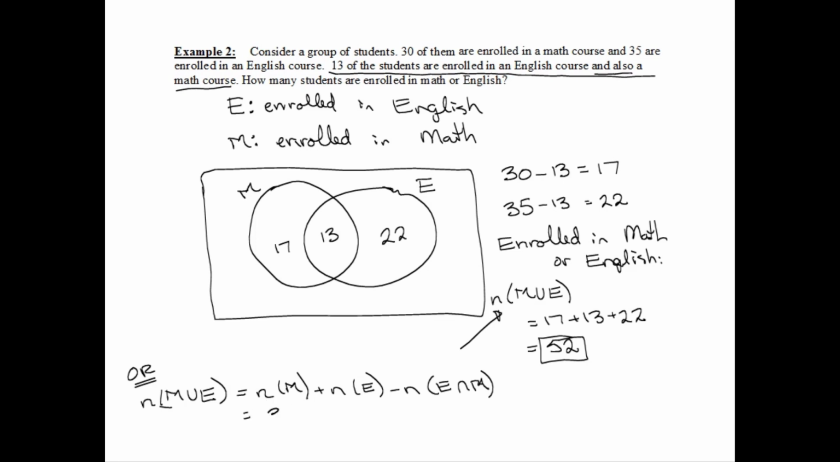So how many are in math? 30. How many are in English? 35. How many are in both? 13. So this gives me 65 minus 13, which is 52, and that's the same answer that we got before looking at the Venn diagram.